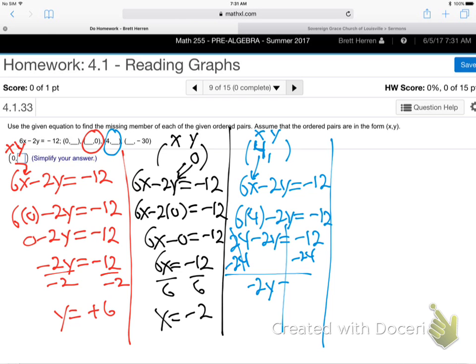Gonzo. Minus 2y is minus 36. Is that good? And then last step is always divide by the identical twin. Y is positive, because two negatives make a positive there. Positive 18. Is that good?